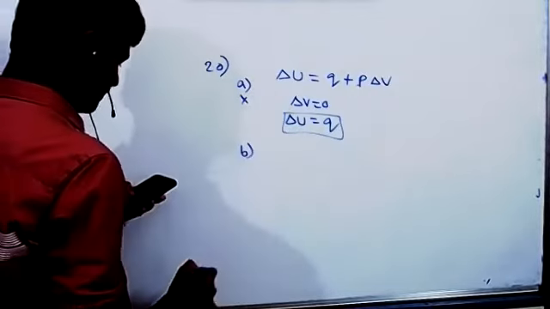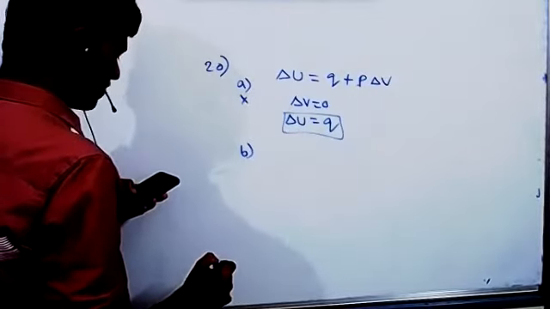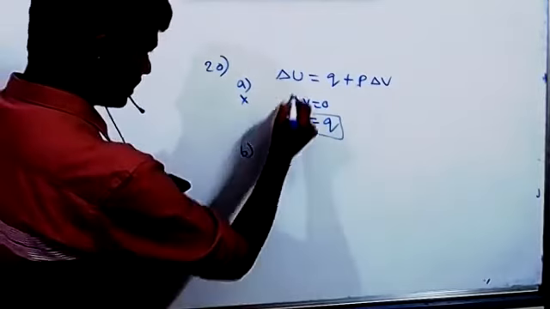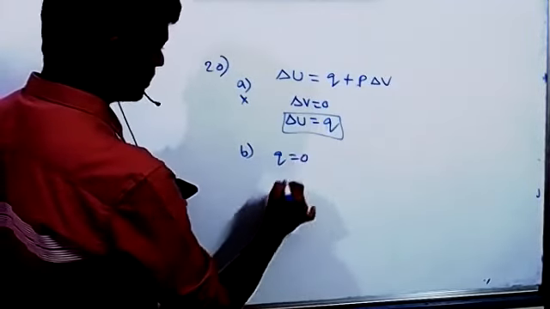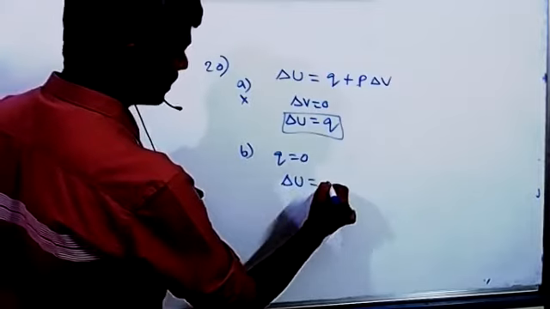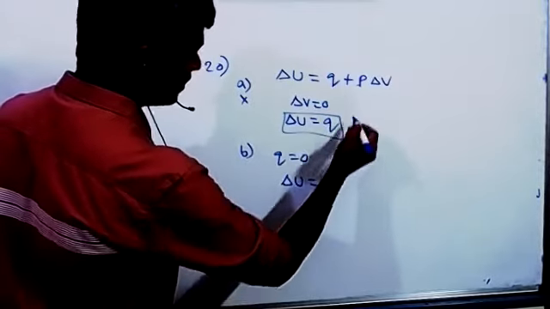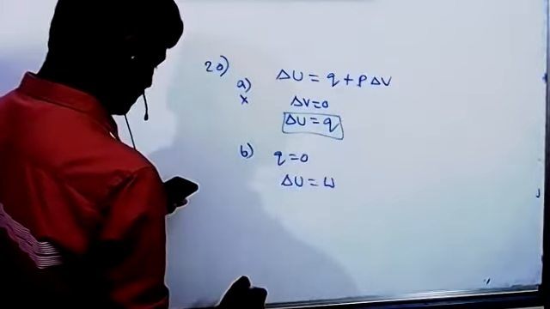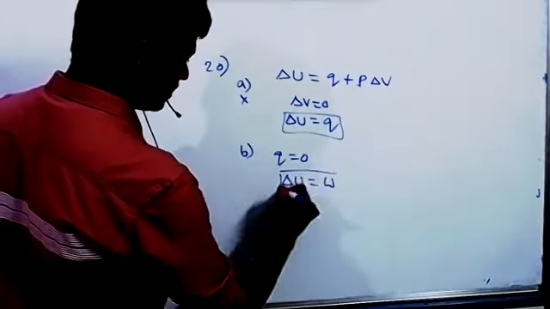Option B is for an adiabatic process. Okay, same formula. In an adiabatic process Q is equal to 0. So then delta U must become W only, P into delta V. But here given minus W. So this is also wrong.